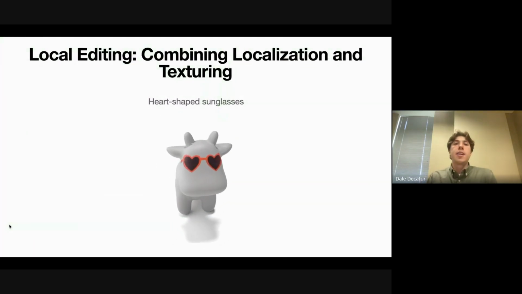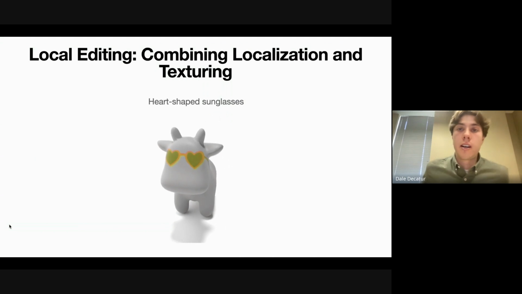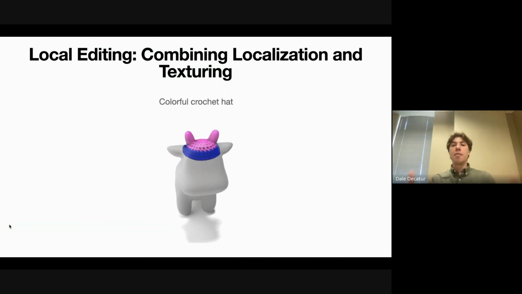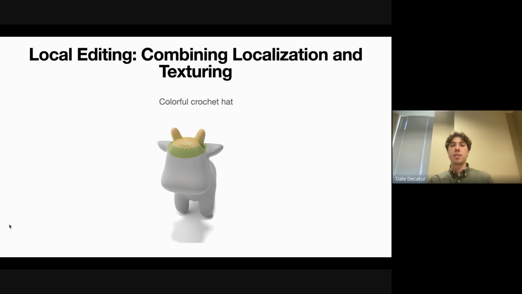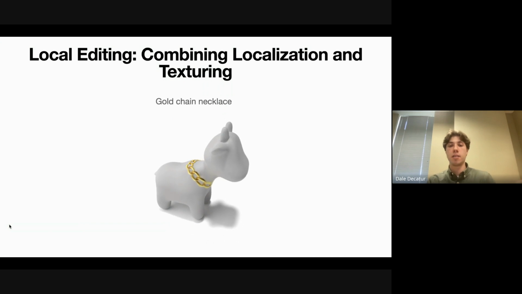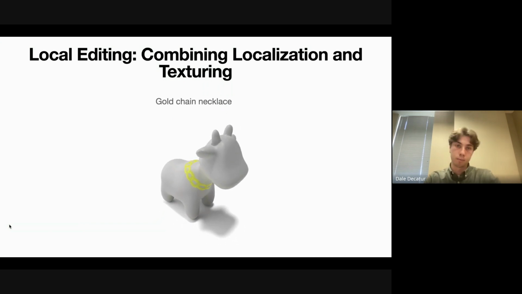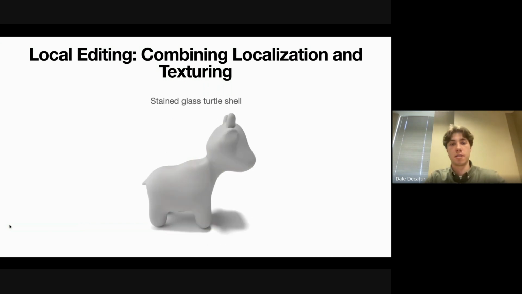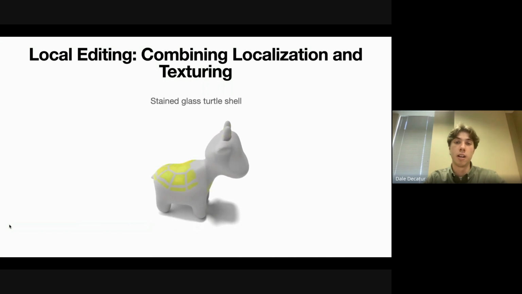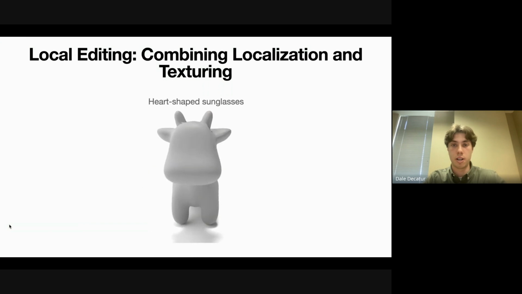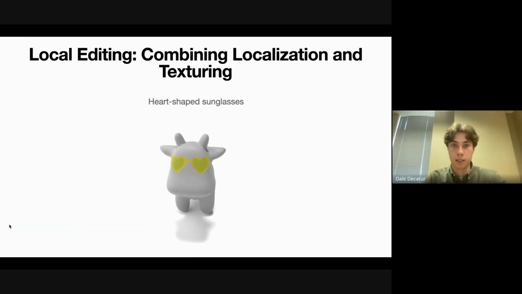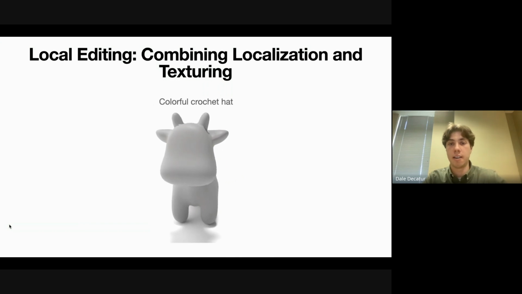The idea here is we're going to say, okay, we've just done text-driven localization, but is there some way we can combine this localization and texturing together to get a local editing approach that has the texture respect these localization regions and conform to them? Here we show some examples. We have a stained glass turtle shell on the cow. We can also get things like heart-shaped sunglasses. I think a colorful crochet hat and things like that.